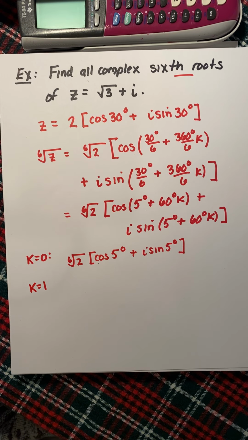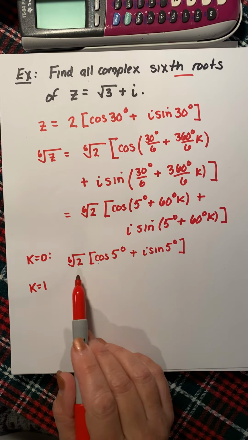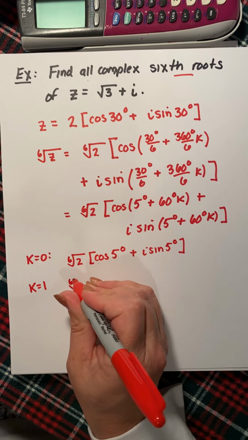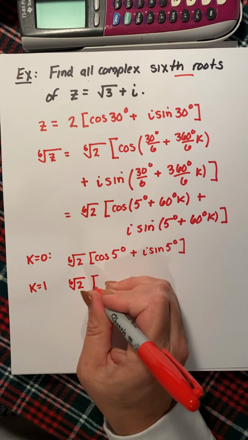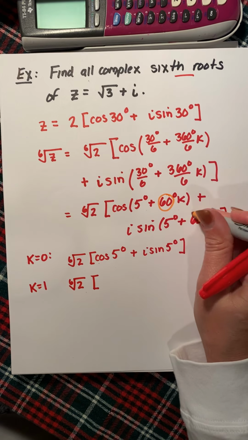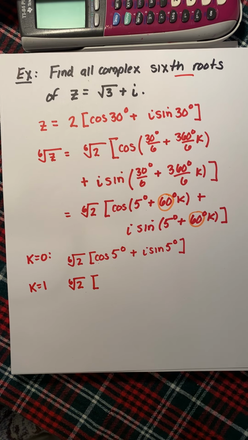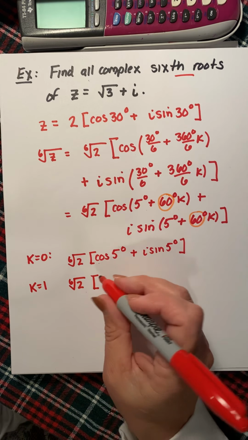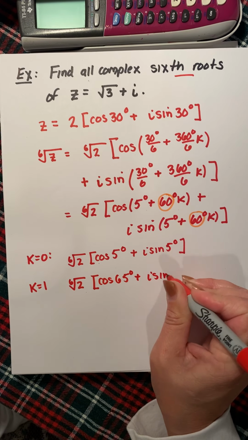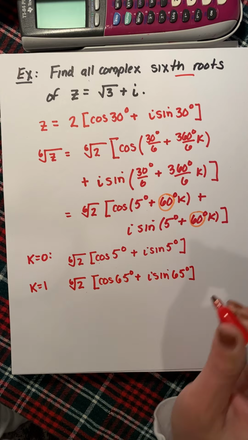So the second one would be, now I just look at this, and this is what we're going to keep adding to the previous one, 60 degrees each time. So it's going to be the 6th root of 2 times the cosine of 65 degrees plus i sine of 65 degrees. And when k is 2, and because we're taking the 6th root, we're going to go up to k equals 5. So the 6th root of 2, we add another 60 degrees, so the cosine of 125 degrees plus i sine 125 degrees.